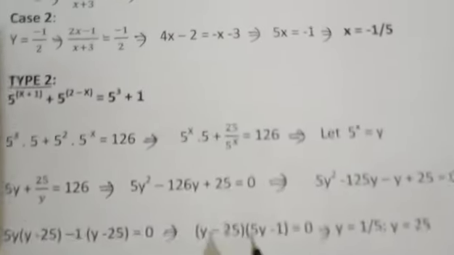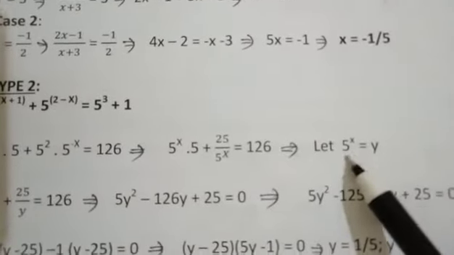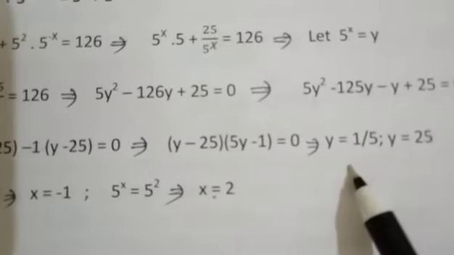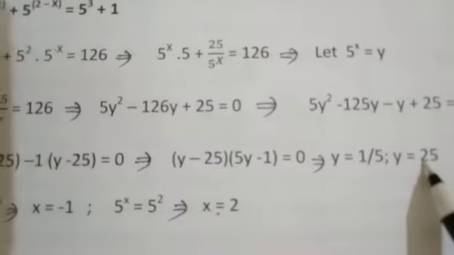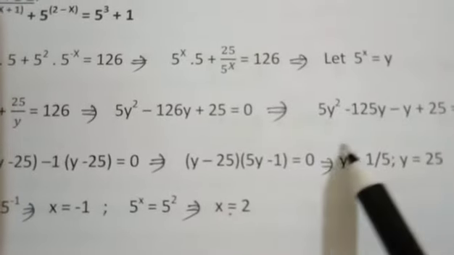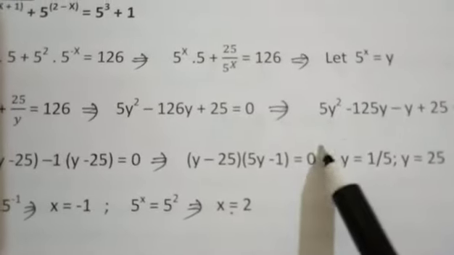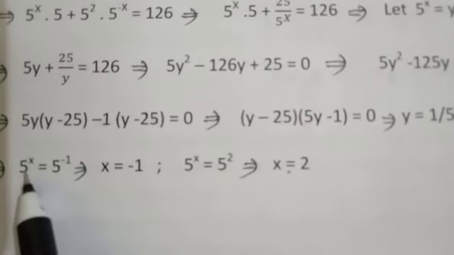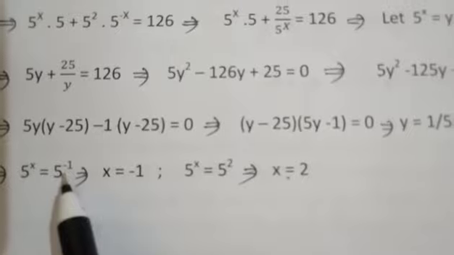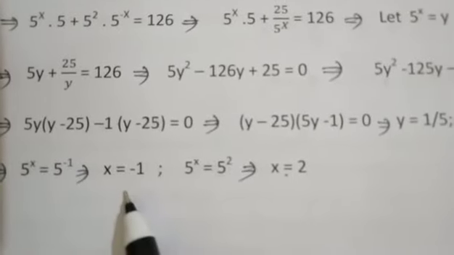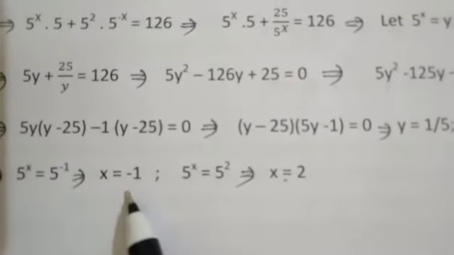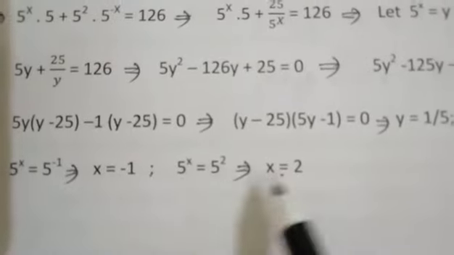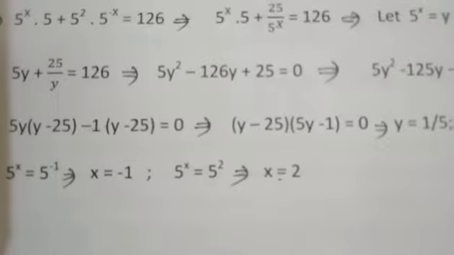In this pattern, we have assumed 5^x as y. We got two values of y, that is 1/5 and 25. But since our question was not in terms of y, we have used the given information, that is 5^x = 5^(-1), and from that we got the first value of x as -1, and the second one was 5^x = 5^2, which is going to give us x as 2.